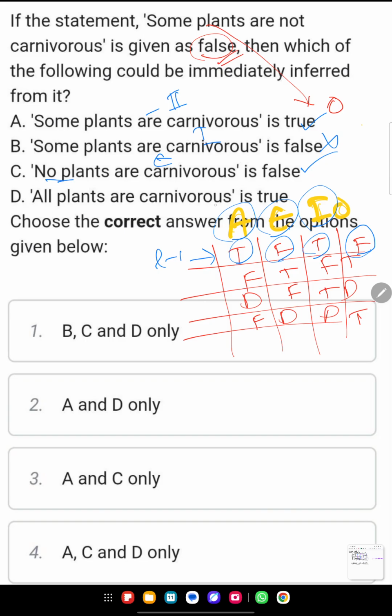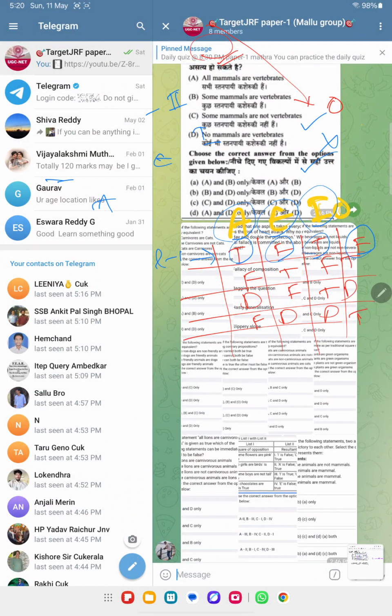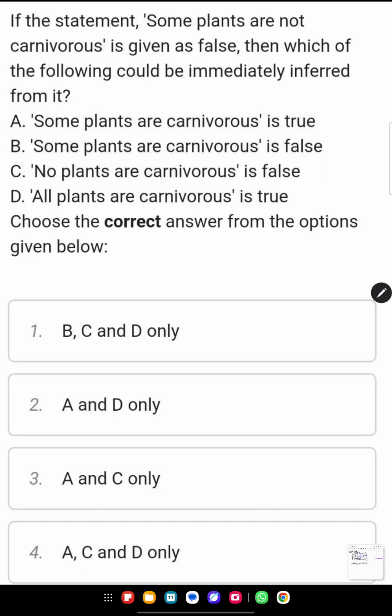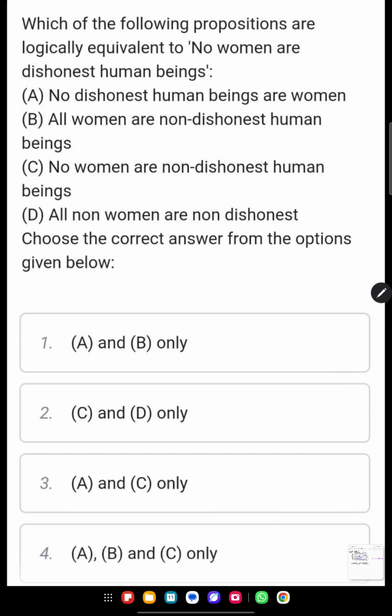So E kind of statement is false. It is also correct. "All plants are carnivorous" is true. A kind of statement is true. So except B, all other are correct. So then the answer will be ACD. So the fourth one is the answer. Hope now you got the way how we can solve this kind of problems.